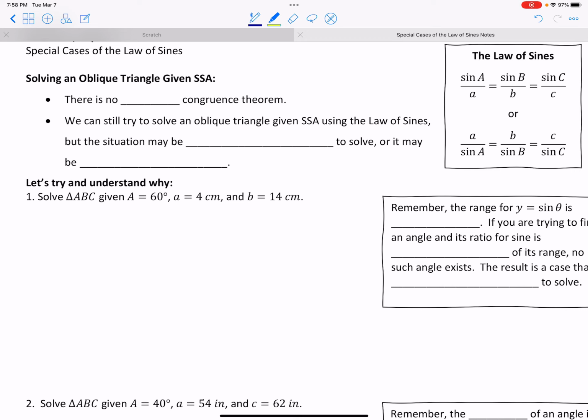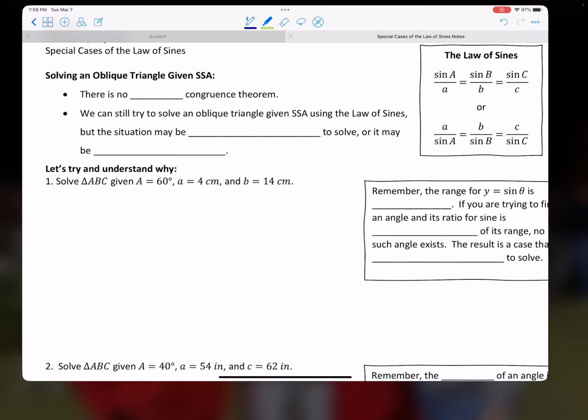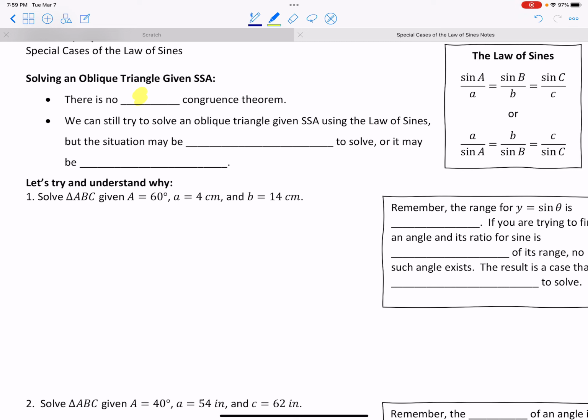We can try to solve an oblique triangle given side-side angle. Now remember, there is no side-side angle congruence theorem. So when we're given a side, and angle, we are not guaranteed a triangle because there's no congruence theorem. There's no guarantee that if we do the solving that we are ending up with a unique triangle.